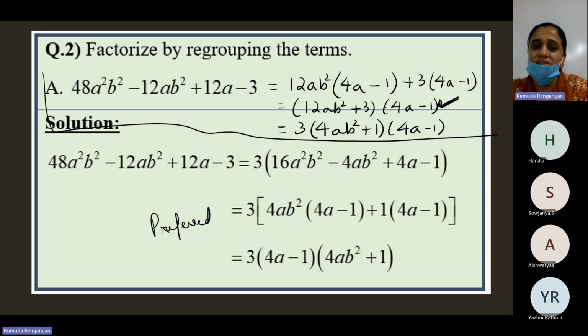Between 12 and 3, there's 3 common. Did you do this step? No, yeah, that's what it is. So if you stop here also, it's not factorized completely. I'll tell you what that means, okay? It means this. See here.